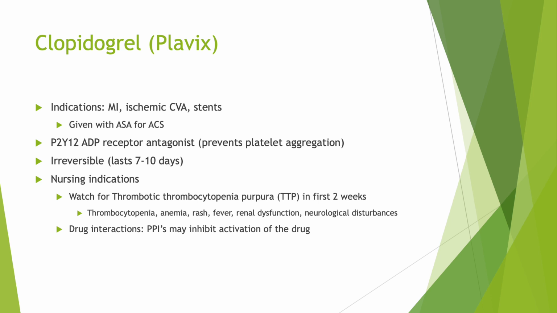However, if a patient is at risk for a GI bleed, maybe they have peptic ulcer disease, certain professional organizations have determined that this small reduction in the efficacy of clopidogrel is actually worth it to reduce the risk of GI bleed with a proton pump inhibitor.